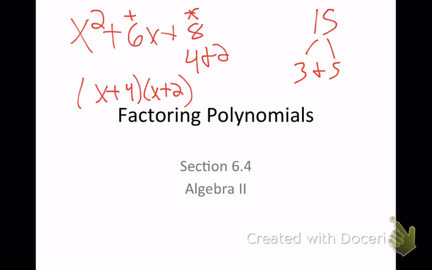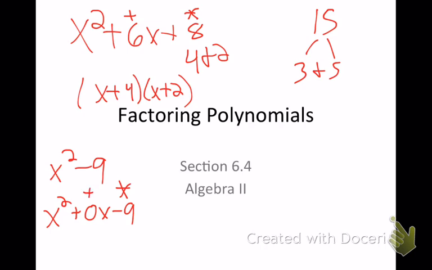Now, here's the problems that we're going to see a lot of today. I'm going to see a lot of problems like this. X squared minus 9. Well, this is what's called a difference of squares. Because it's really like saying x squared plus 0x minus 9. So you have to think of two numbers that multiply to get negative 9 but add to get 0.